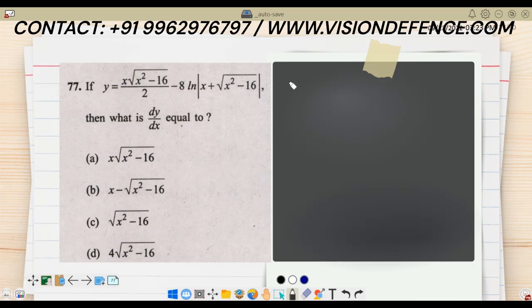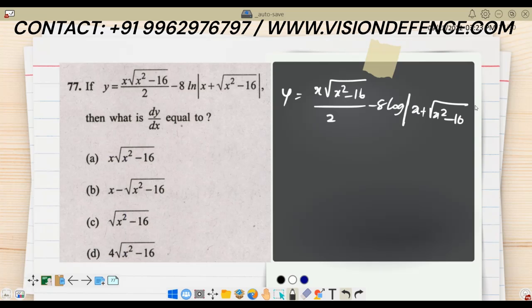If y is equal to the given expression, then what is dy by dx equal to? This is a very straightforward differentiation. Of course, I think this is a formula. Nevertheless, we are going to solve it. So if y is equal to x into root of x square minus 16 divided by 2 minus 8 log of x plus root of x square minus 16, right?